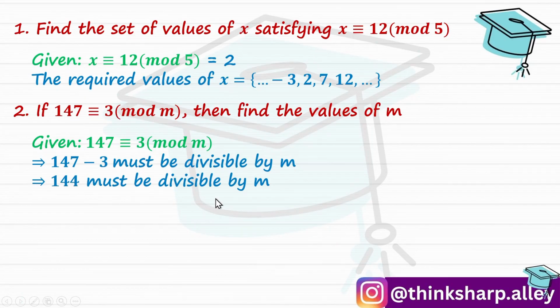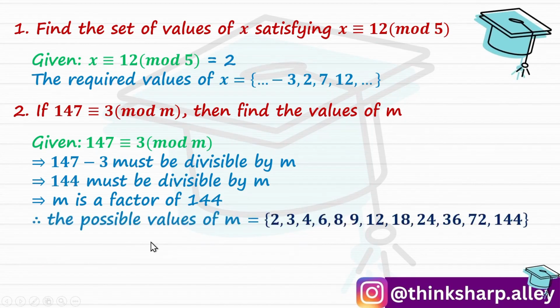So what are those numbers which divide 144? Obviously the factors of 144. So m must be a factor of 144. Now since m is the modulo over here, m's value cannot be 1. m is an integer greater than 1. Okay. So possible values of m are all the factors of 144 except 1.